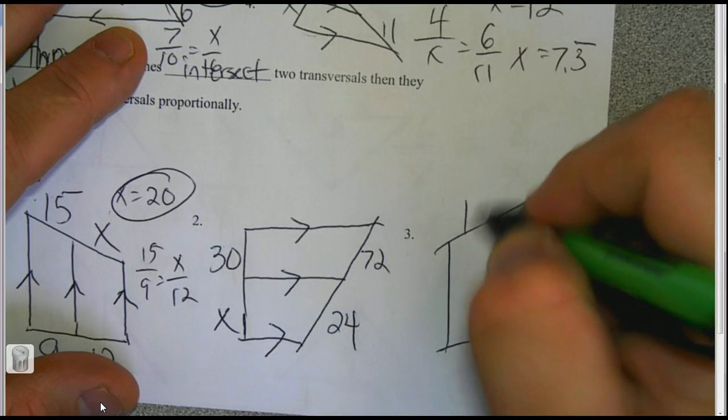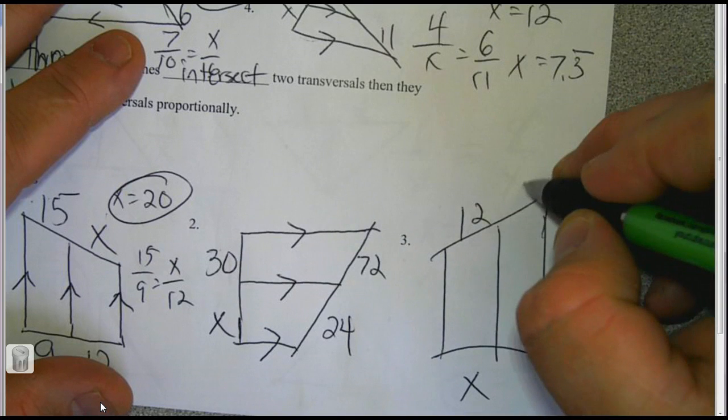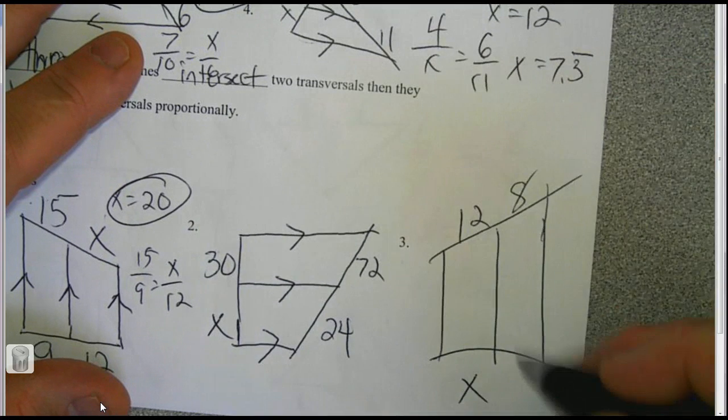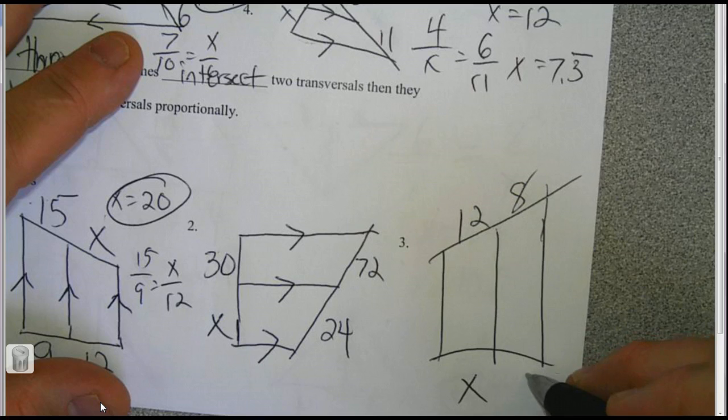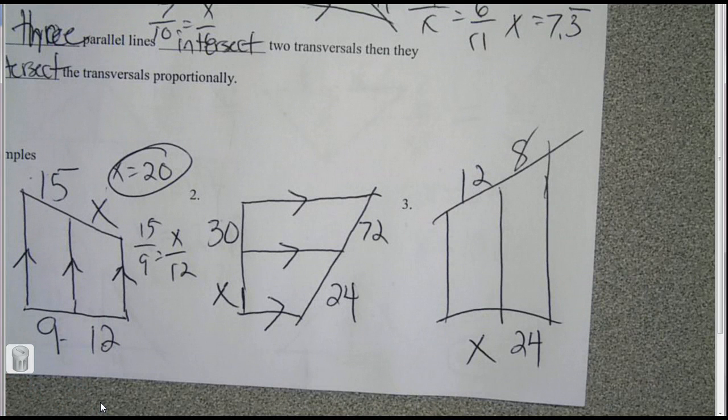I'm going to do 12, x, 8, 24. Go ahead and find that missing side. So go ahead and pause the video and set up your proportion and then solve.